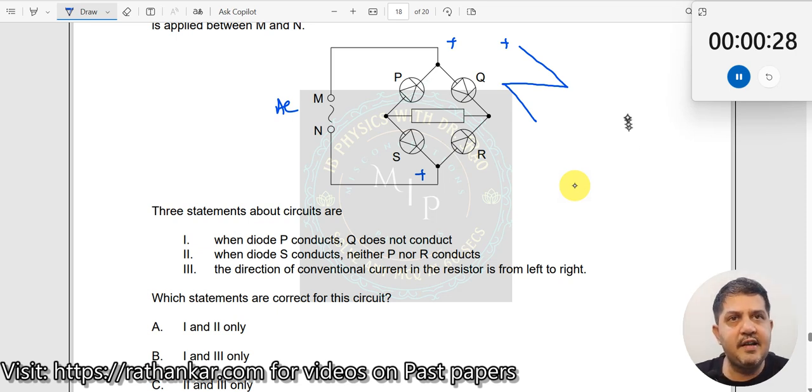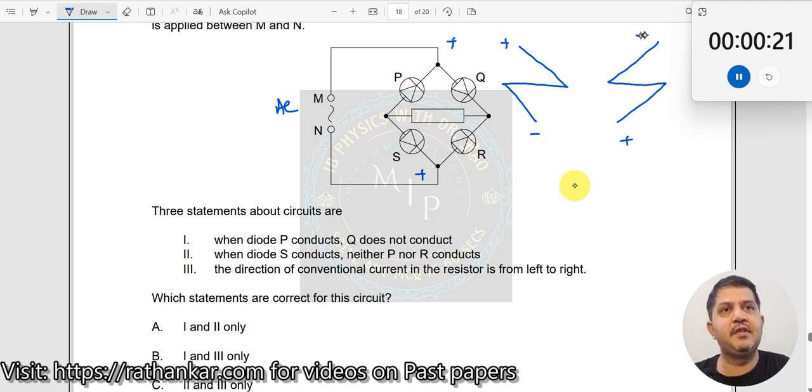So I will write down this path also. The current goes like this, like this, like this over here. So this is positive, and this is negative over here. Now, the first statement: when diode P conducts, Q does not conduct. Where is P here? This side should be P, and this side should be Q.